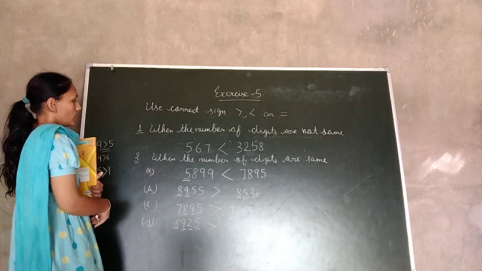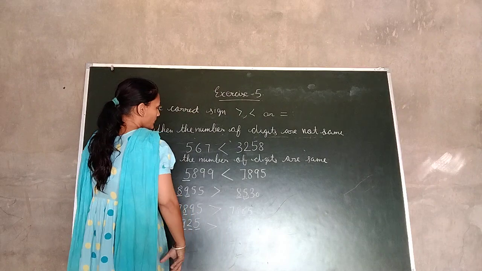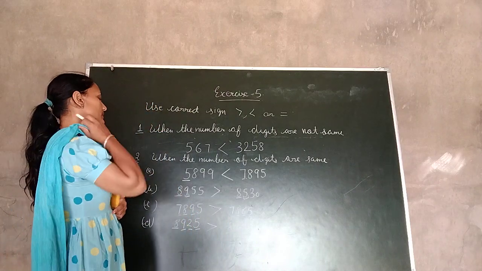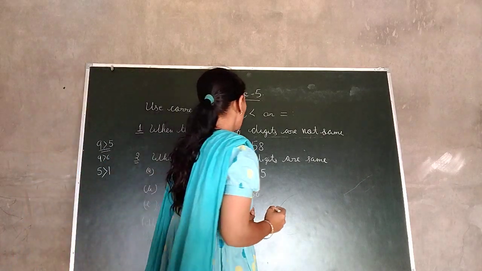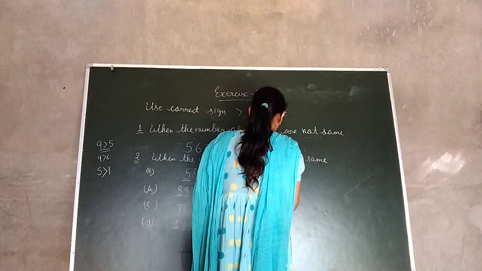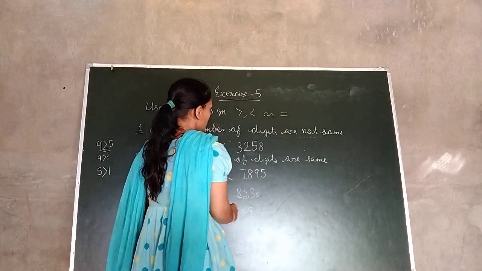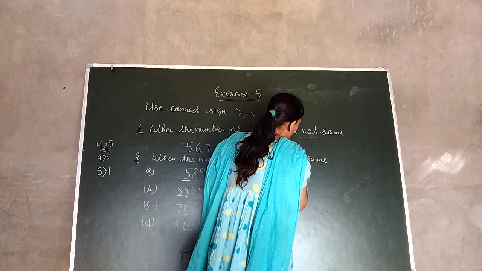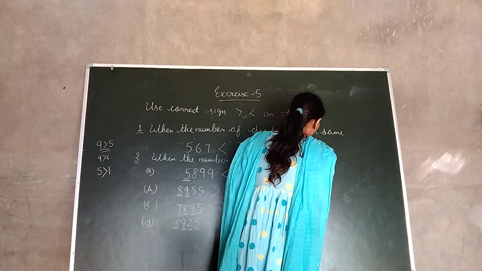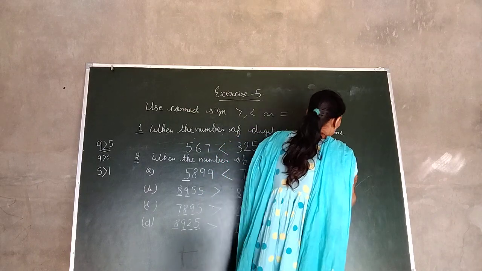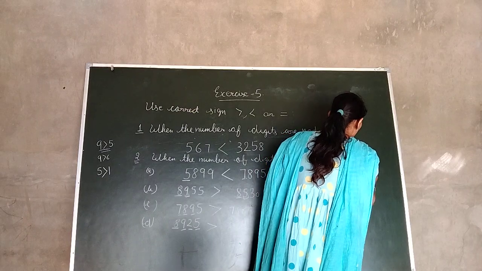Next is, if all the digits are same, then what is the answer? Then the numbers are equal. Suppose we have the number 5895. And here we have the number 5895.